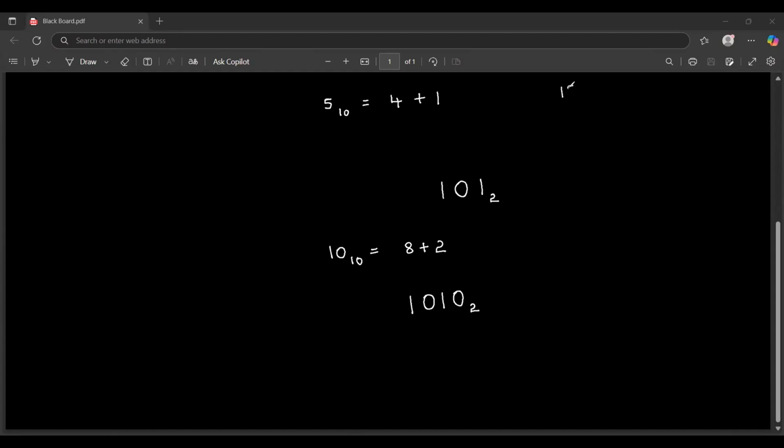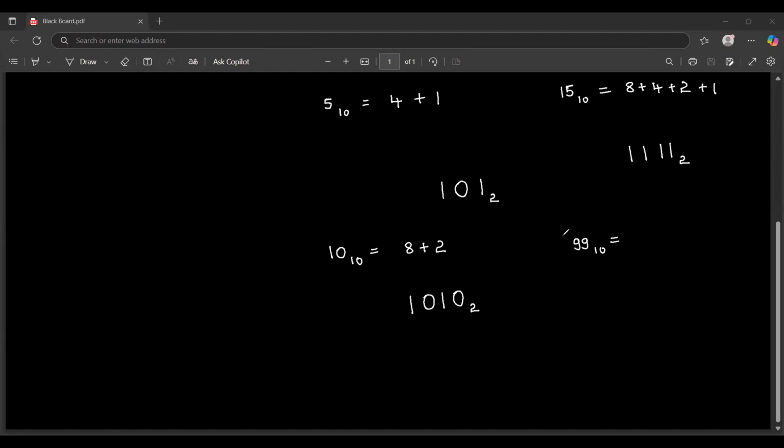What about 15 to the base 10? Well, it can be written down as 8 plus 4 plus 2 plus 1. So it will be 1, 1, 1, 1 to the base 2. And I think we did 99 to the base 10.